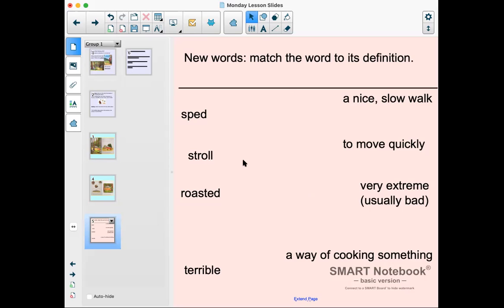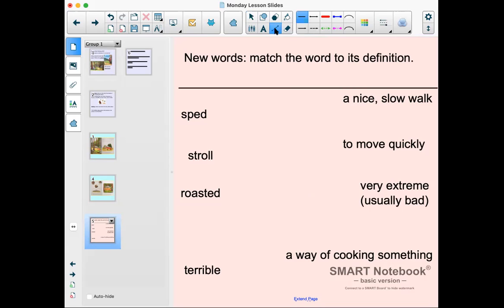And on Teams, you'll see the reading quiz, and that will allow you to do this all on the reading quiz as well. So if you want to pause the video and have a little guess, what does sped mean? Is it a nice slow walk, to move quickly, very bad or very extreme, or is it a way of cooking something? Goodbye, little mouse, and away he sped. Pause the video and make your guess.